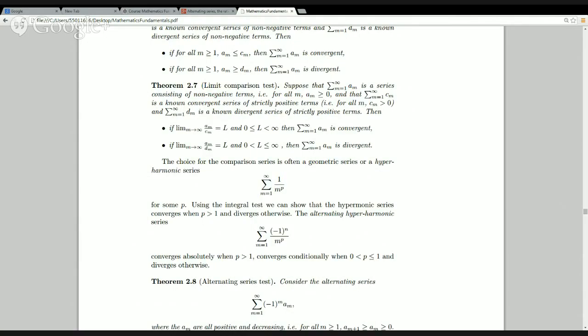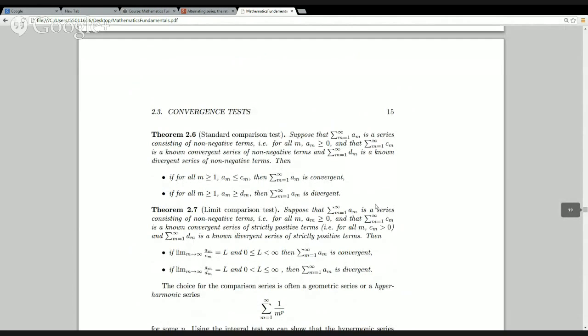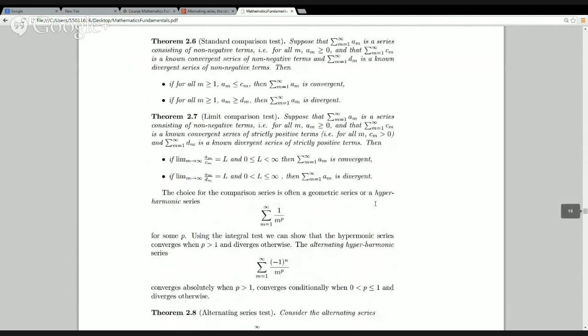Last time we looked at the comparison tests, theorems 2.6 and 2.7, on page 15. The comparison tests were where you examined a given series by comparing it to a series whose status you already know, meaning you know whether the comparison series converges or diverges. The test worked by taking another series and making the appropriate comparison with one of your known series.